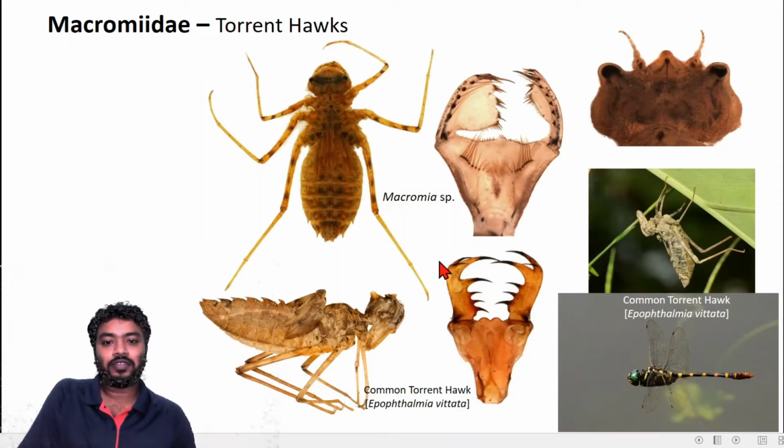And another genus of the same family is Epophthalmia, which is also a very common species found throughout the country. And this is the exuvia, how it looks. Here also the spidery long legs, and this is a photograph from the field, so you can understand how the larva looks in the field. And see the dentitions, how sharp and dagger-like they are. Just by looking at the dentition you can understand that this is Epophthalmia. Okay, so this is Epophthalmia vittata.